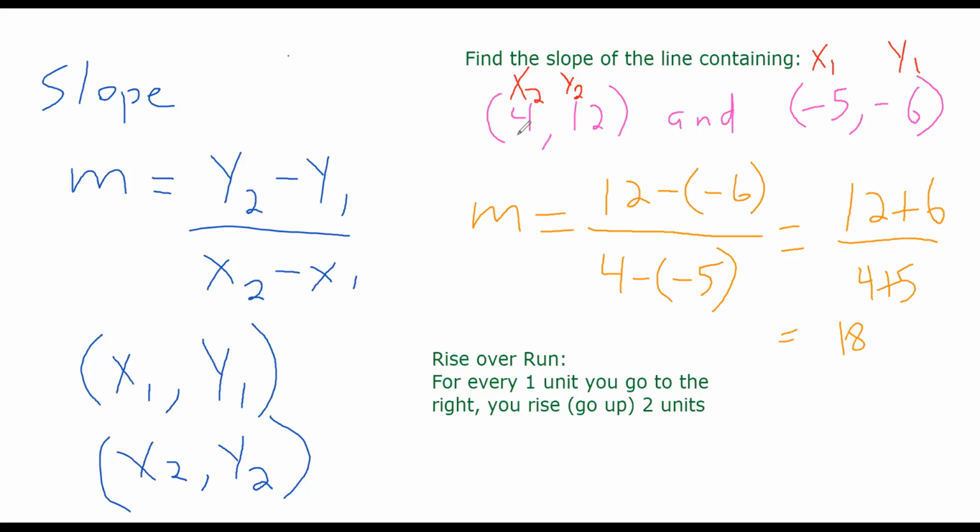You're going to get positive 18 over positive 9. Earlier you got negative 18 over negative 9. That's fine, the negatives canceled out. Here they're just positive, so you get positive 2, which can be written as 2 over 1 if you prefer. And the slope is exactly the same, so the rise over run interpretation is exactly the same.